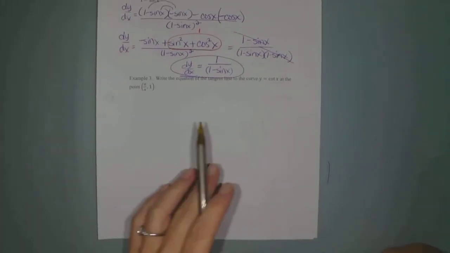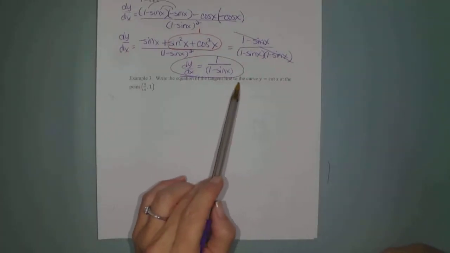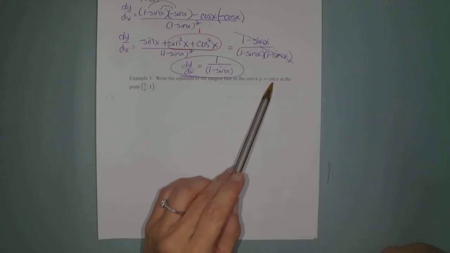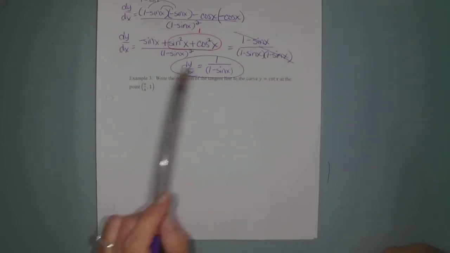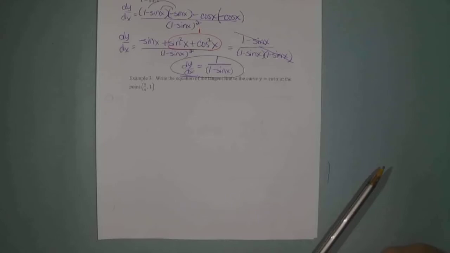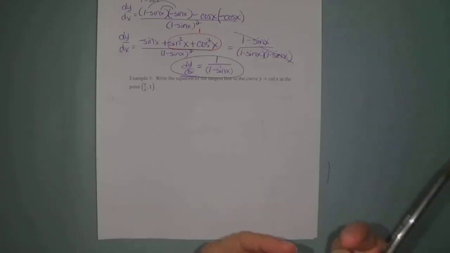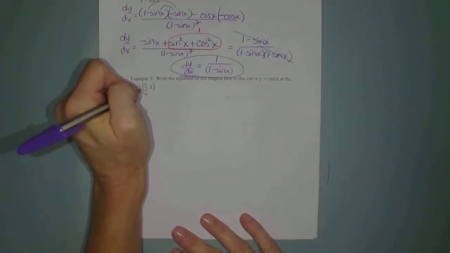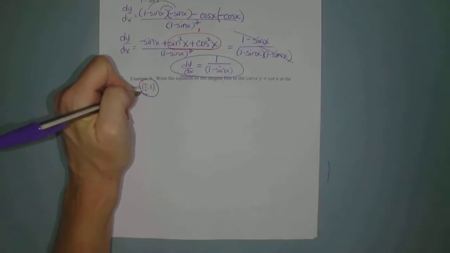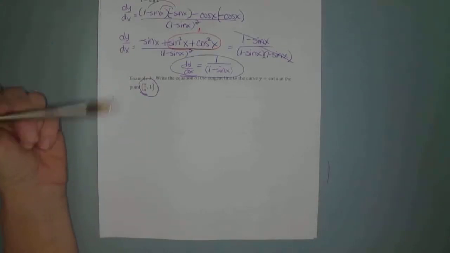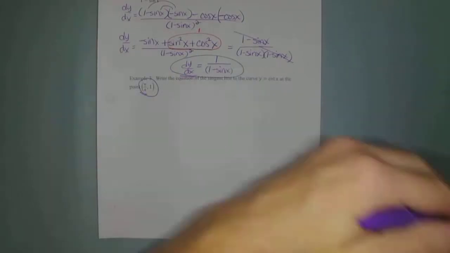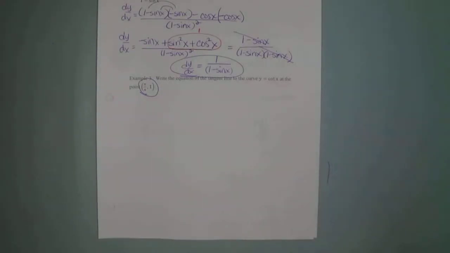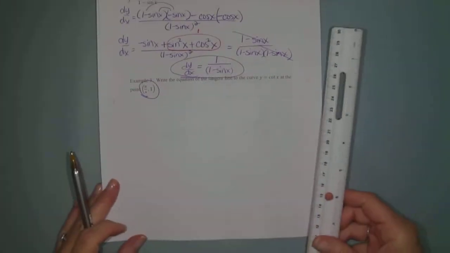Okay, example 3. Write the equation of the tangent line to the curve y equals cotangent x at the point pi over 4, 1. Not only are we going to have to find the derivative, which is going to help get us the slope of the tangent line, we're then going to have to find the slope of the tangent line at this specific point, and then we're going to have to write the equation of that tangent line.